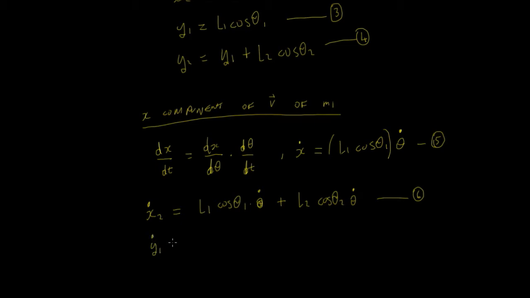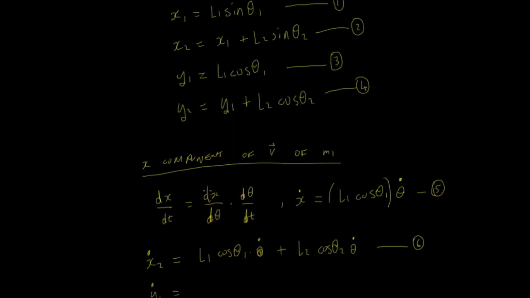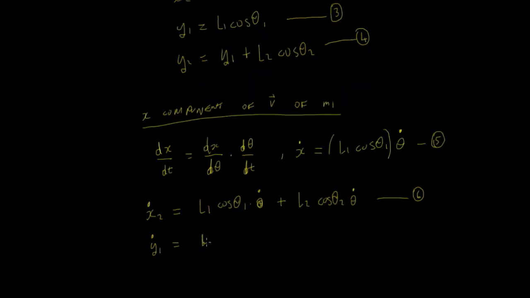So now we can look at y1 dot, and we go through the same process. y1 dot is going to be our L1, which is a constant, and if we differentiate cos, we get minus sine, so it's minus sine theta 1 times theta 1 dot, I should say, with all of these, theta 1 dot, and for theta 2 it's going to be theta 2 dot.